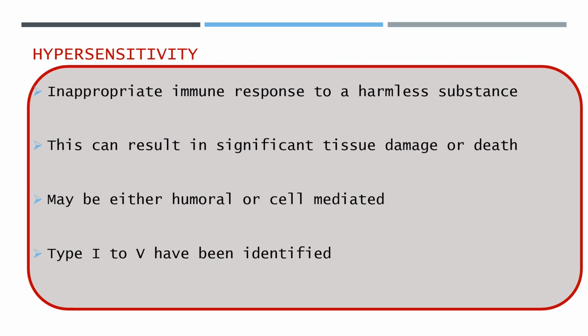The next type of immune disorder is hypersensitivity, which is a very common one, which I'm sure we are all familiar with. And this is a result of inappropriate immune response to seemingly harmless substances. They can either be very minor or could be fatal, that could lead to death. And both the humoral and the cell-mediated type have been identified. Five different types of hypersensitivity reaction have been identified, and they have been labeled type 1 to type 5.